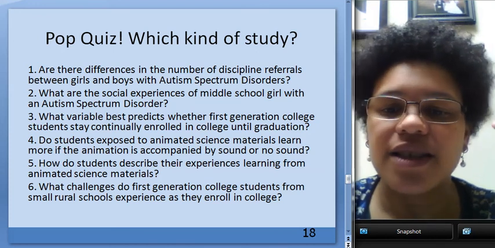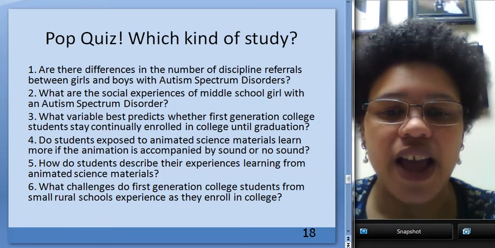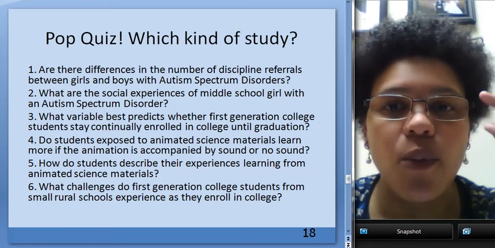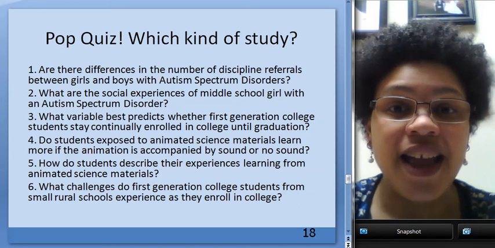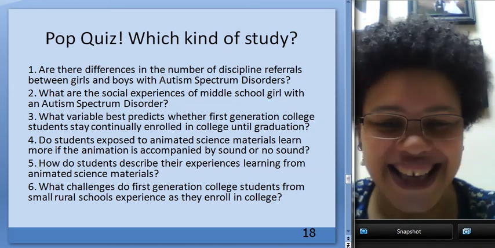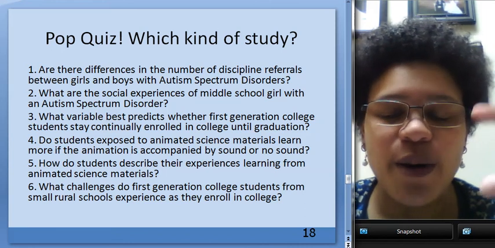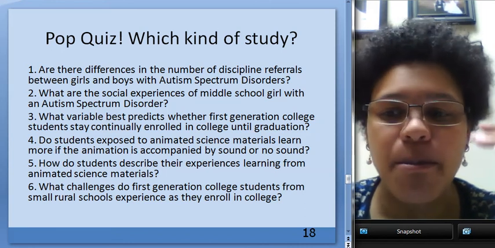And so we're saying, okay, learning more, that "more" is a key word that lets us know that it's a quantitative study. Yes. If we're comparing sound and no sound, learning more.